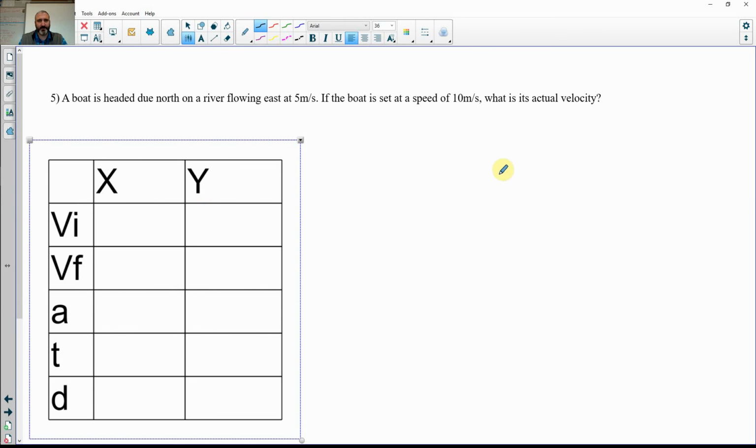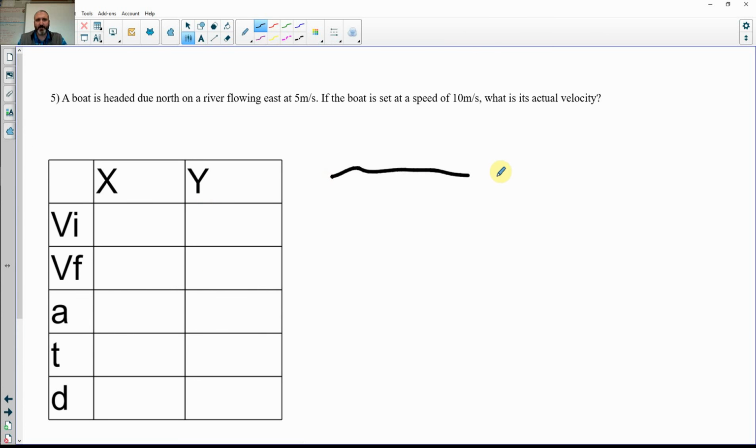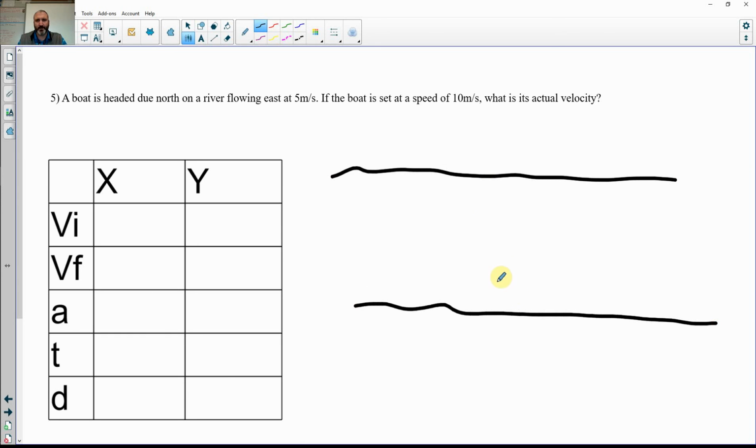Next one, this actually is very simple. Boat is heading due north on a river flowing east at 5 meters per second. So the boat is heading due north, and the river is carrying it east at 5 meters per second. Wouldn't it be nice if we knew what the boat was set to? The boat is set to 10 meters per second. Well, that helps. What's the actual velocity? Which means we need to figure out the angle also.